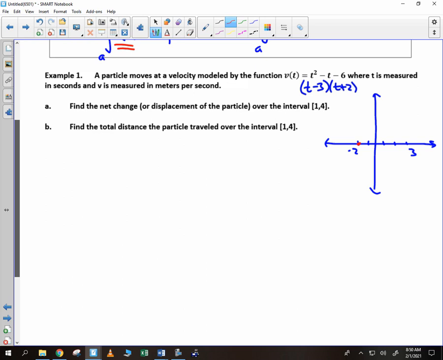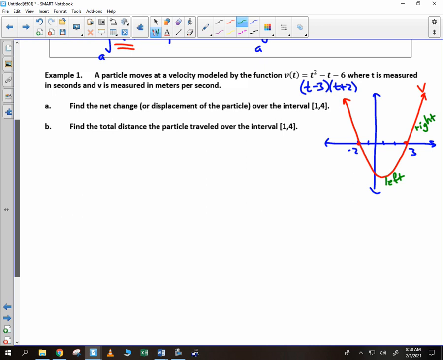Goes through -2, +3. It's parabolic, goes like this. So this is the velocity function. So I know that the object is traveling to the right here because the velocity is positive. It sits above the x-axis. And then the object is traveling to the left here because the velocity is negative. It sits below the x-axis. So these are the pieces that I currently know.